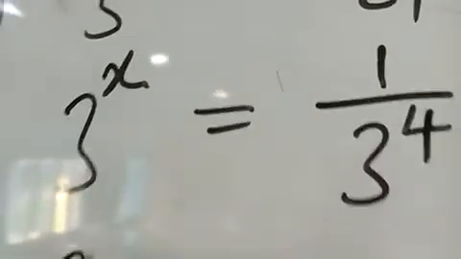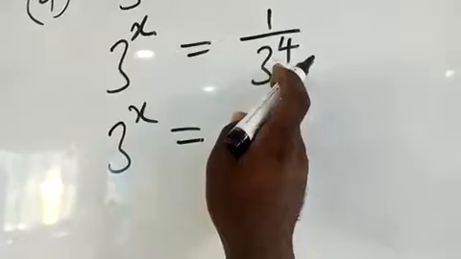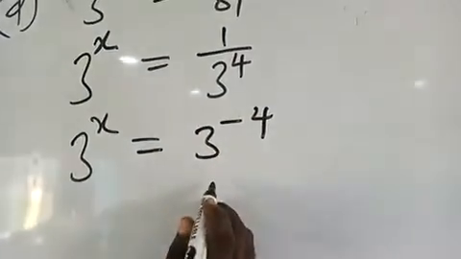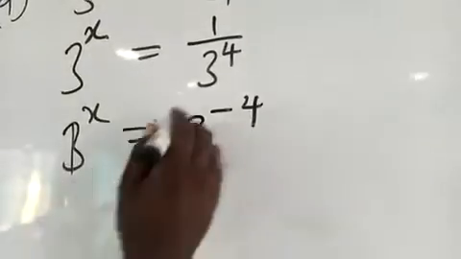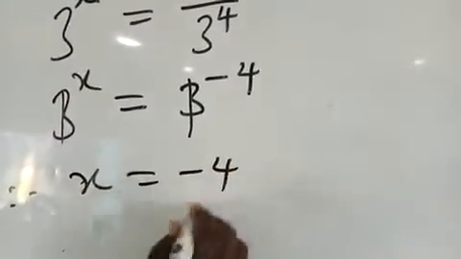Okay, so we have 3 raised to power x equals, of course, when you have a fraction like this, the denominator can come up and take a negative power. So this one becomes minus 4. Now of the same base, equal base equates power. So therefore, x equals minus 4.